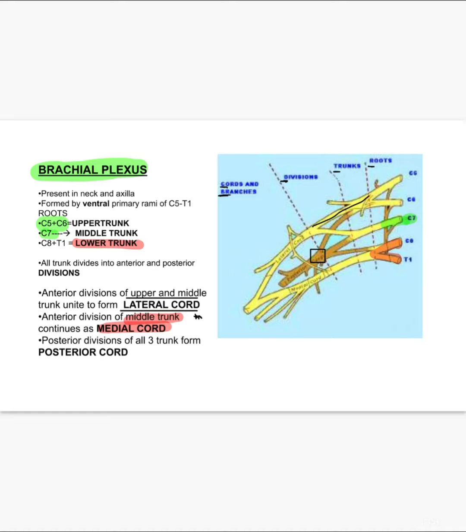Now see, the anterior divisions of the upper and the middle trunk combine to form the lateral cord. And the anterior division of your middle trunk continues as your medial cord. That was about the cord part, guys.